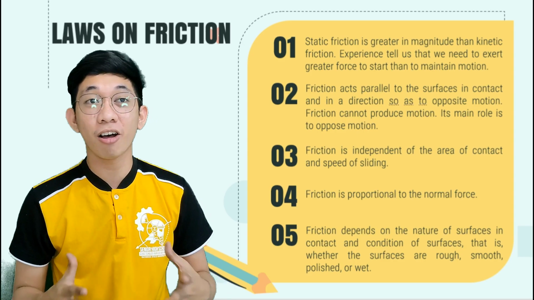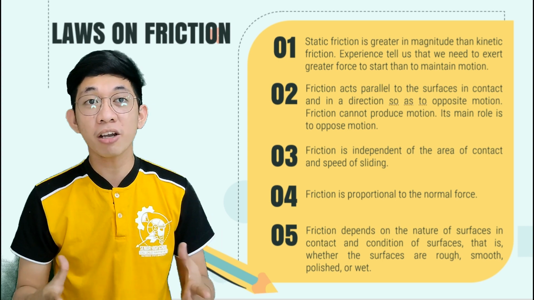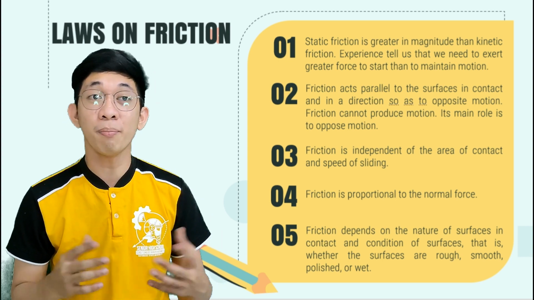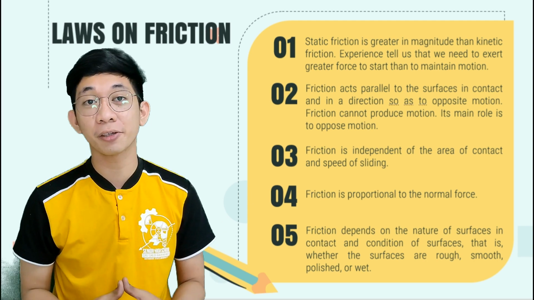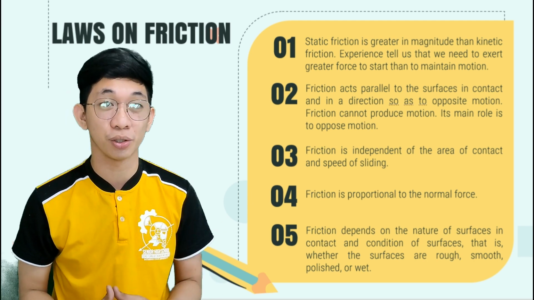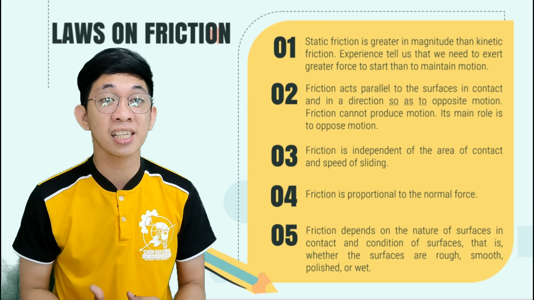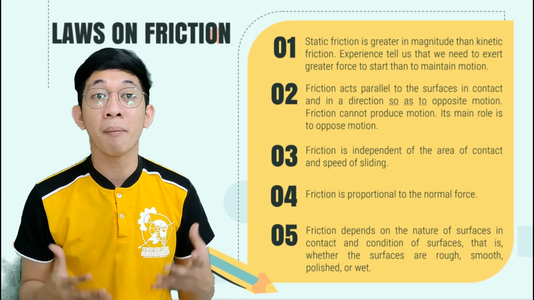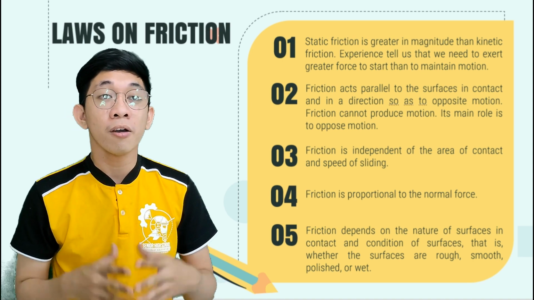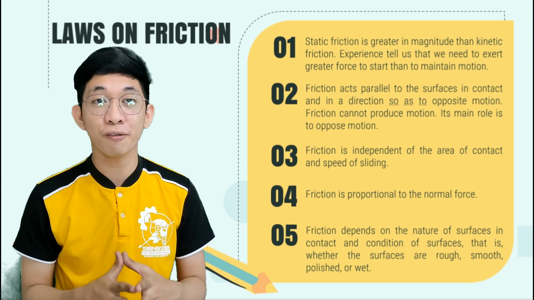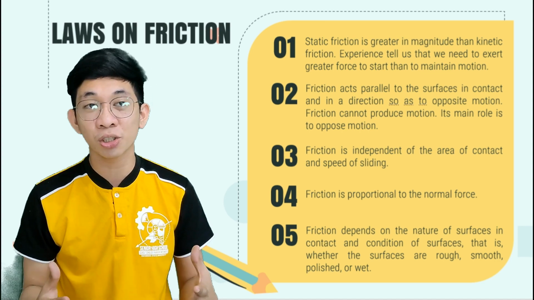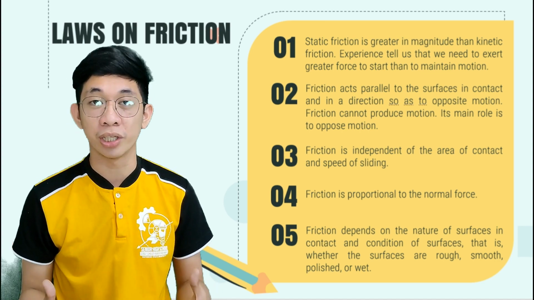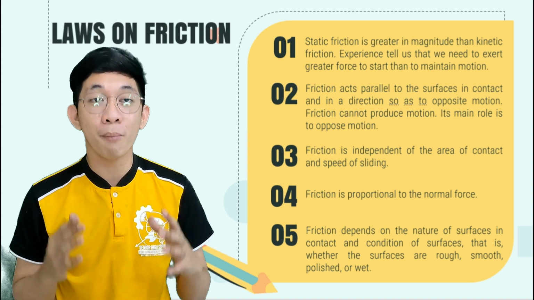Now, let's talk about the laws of friction. The following are the laws governing sliding, kinetic, and static friction. Number one, static friction is greater in magnitude than kinetic friction. Well, experience tells us that we need to exert greater force to start than to maintain motion. Number two, friction acts parallel to the surface in contact and in a direction so as to oppose motion. Friction cannot produce motion. Its main role is to oppose motion.